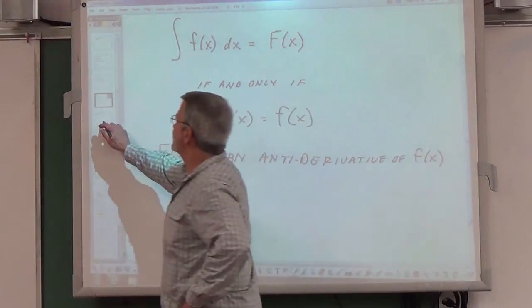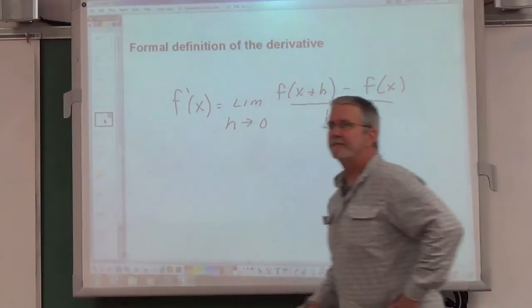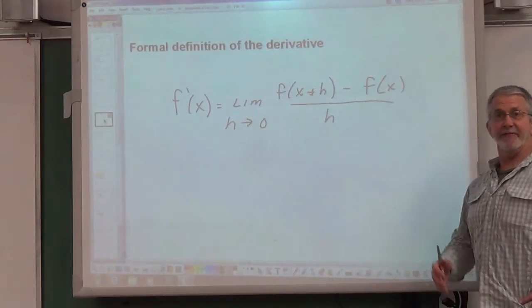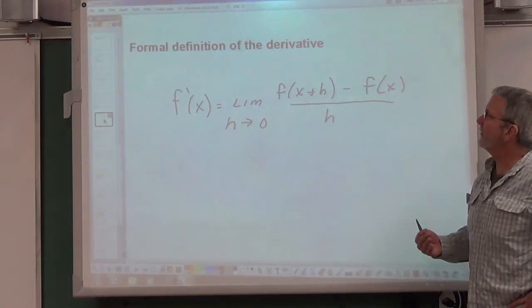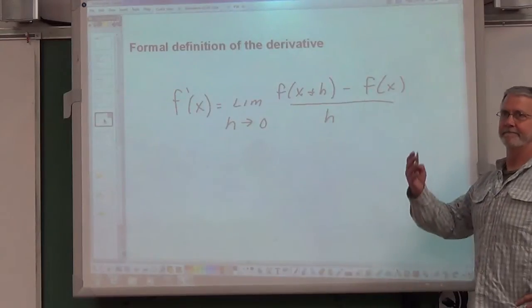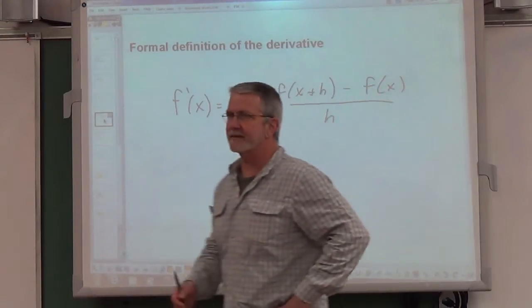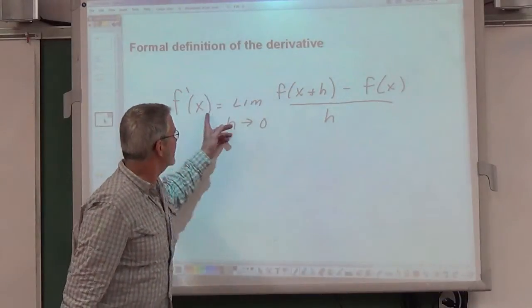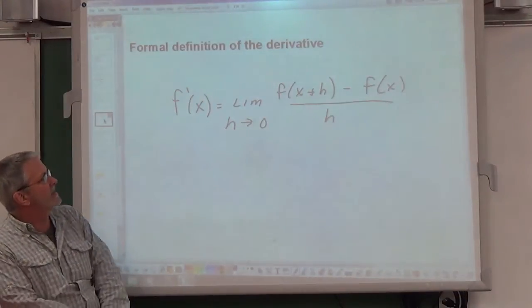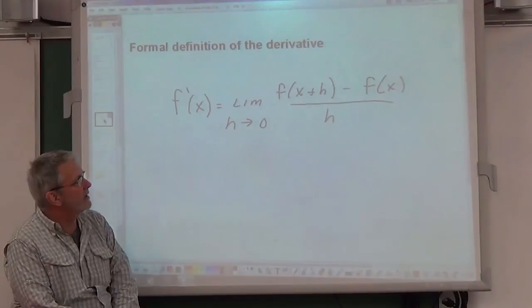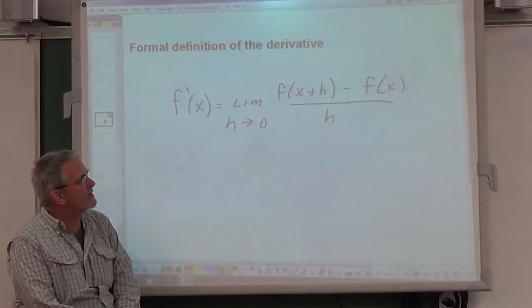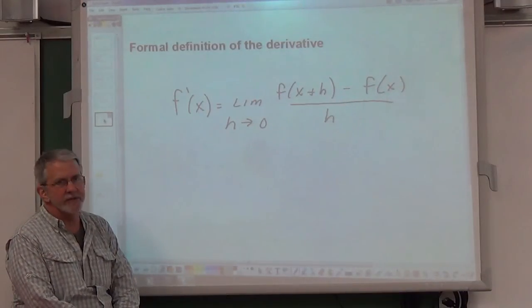And then the most fun fact, the formal definition of the derivative. This is where we had all the fun. It's been a while since we talked about this. But what is f prime of x? F prime of x, we know, is the limit as h goes to 0 of the quotient f of x plus h minus f of x over h.